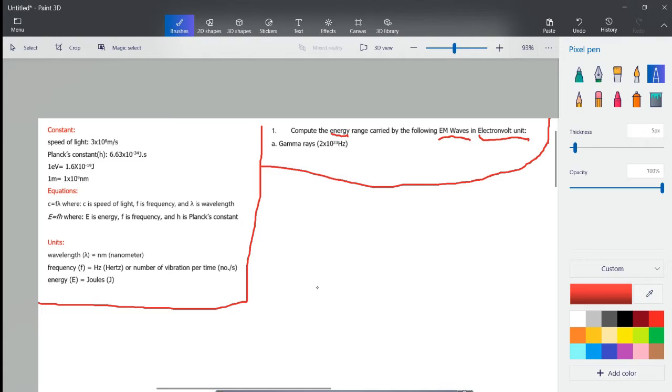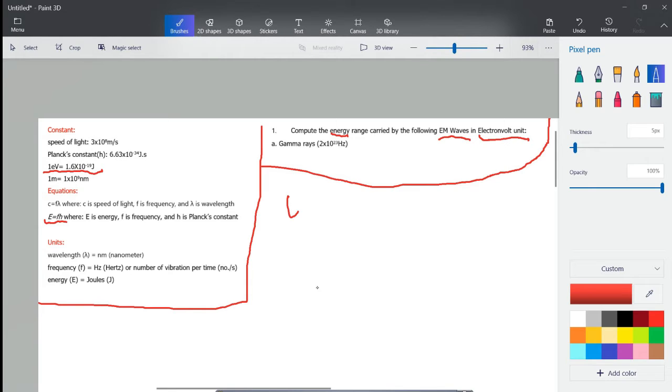So we have the equations. First, we have the equation for energy in electromagnetic waves. After solving that, we convert it into electron volt units. In 1 electron volt, we have 1.6 times 10 to the negative 19 joules. So first, we need to analyze the question. They ask about the energy, and to solve that we're going to use this first equation, which is energy.